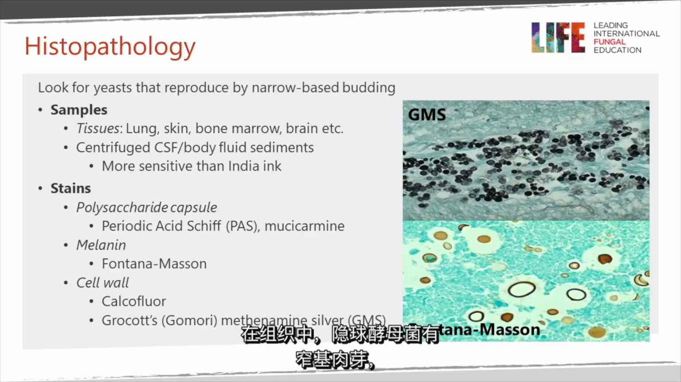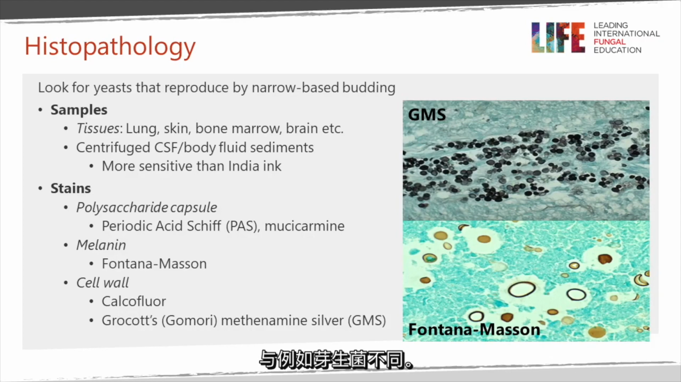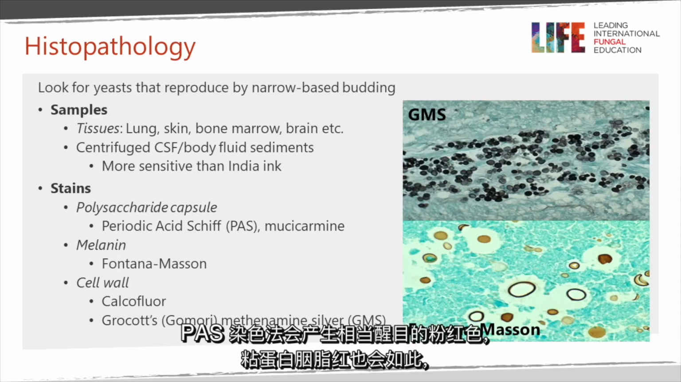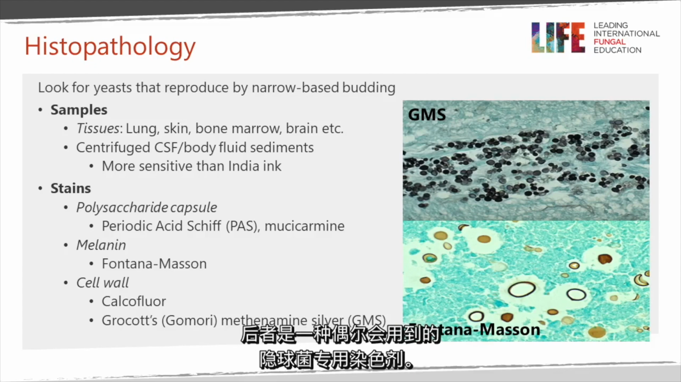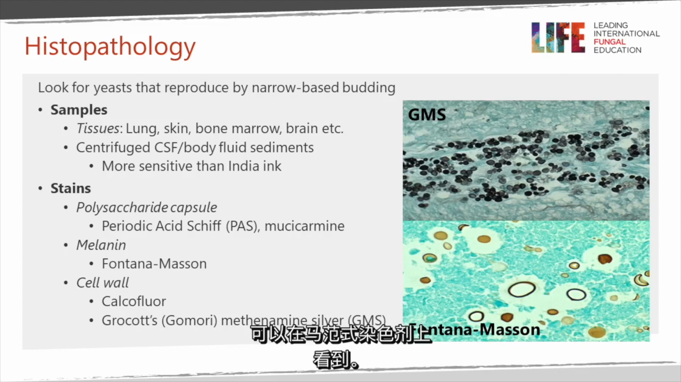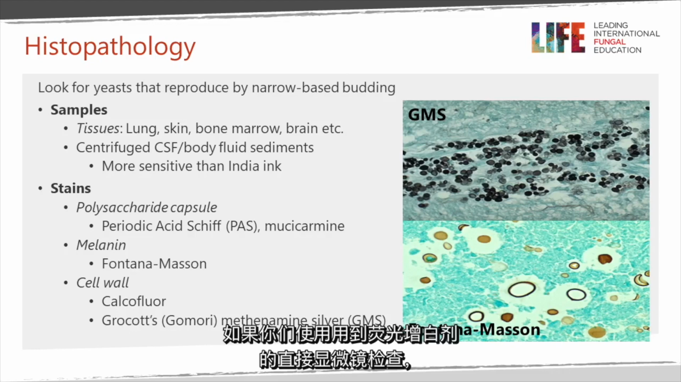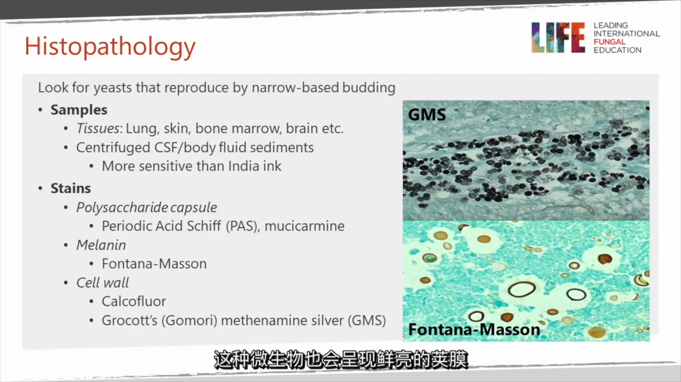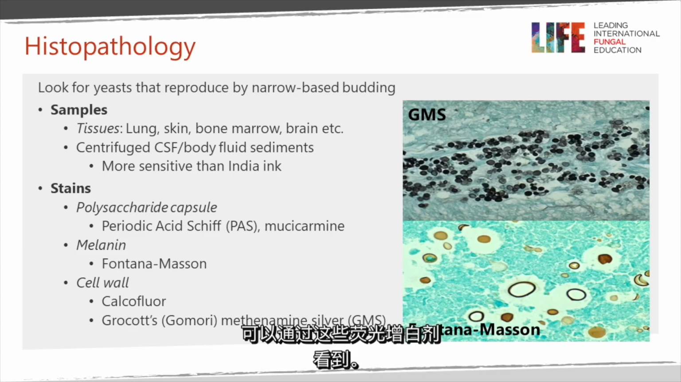On tissue, cryptococcal yeasts have a narrow-based bud, unlike Blastomyces, for example, and PAS stain produces quite a marked pink colour, as does mucicarmine, which is a specialised stain for Cryptococcus, which is used occasionally. Cryptococci also produce melanin, and that can be visualised on the Fontana-Masson stain. If you use direct microscopy with calcofluor or Blankophor, this organism also has a bright capsule which can be visualised with these fluorescent brighteners.